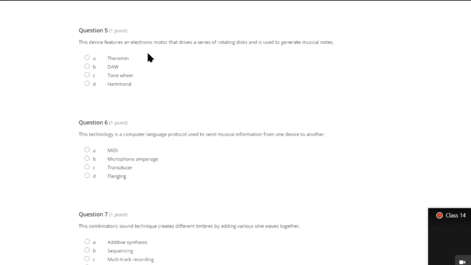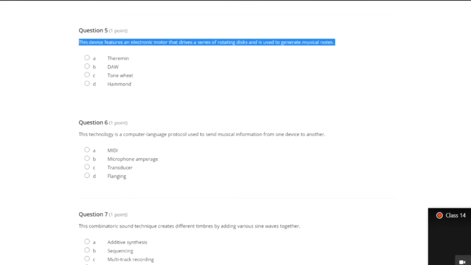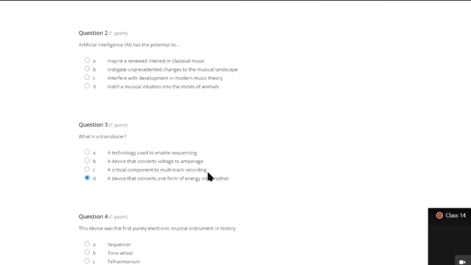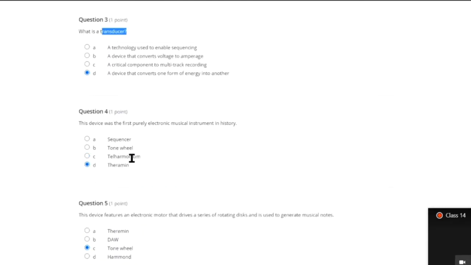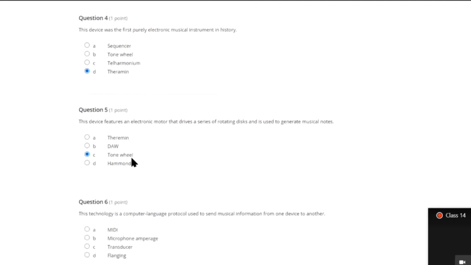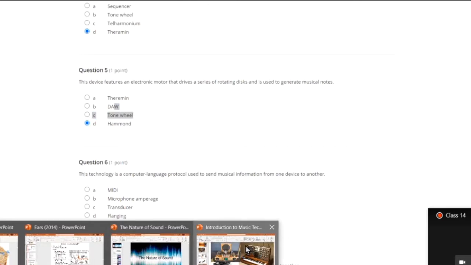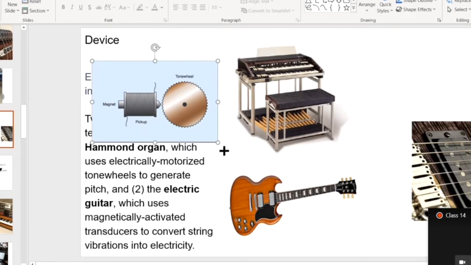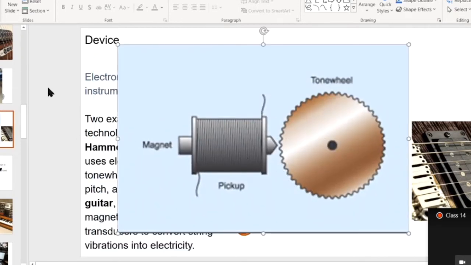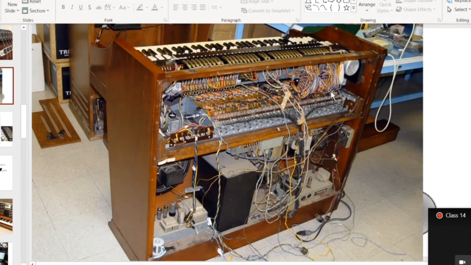Question 5. This device features an electronic motor that drives a series of rotating discs and is used to generate musical notes. That is a tone wheel. A tone wheel is another type of transducer. So it's back to this device here, a transducer. Turns out that there are several varieties. In addition to microphones and loudspeakers, there are also tone wheels, which you'll find inside of a Hammond organ. It's a rotating disc positioned very near a transducing element, a magnet. This is a tone wheel. If you open up a Hammond organ, you'll find many tone wheels. I'm not positive, but I think there's a tone wheel for each key.